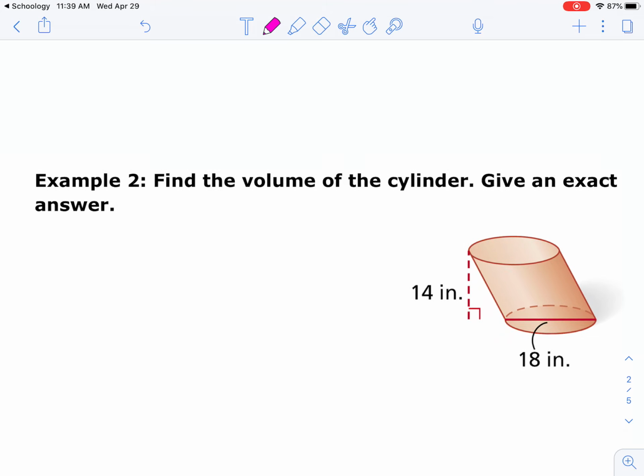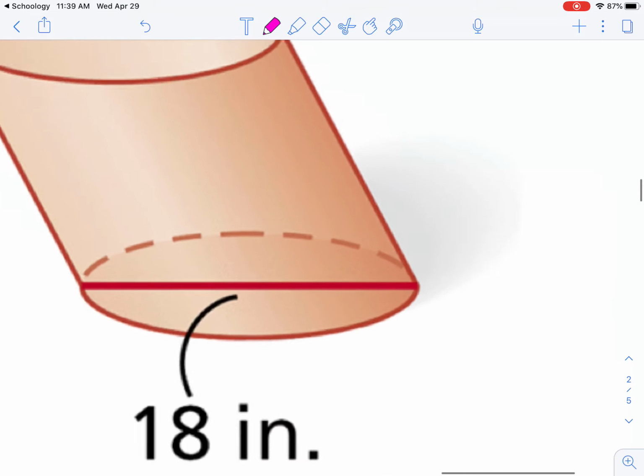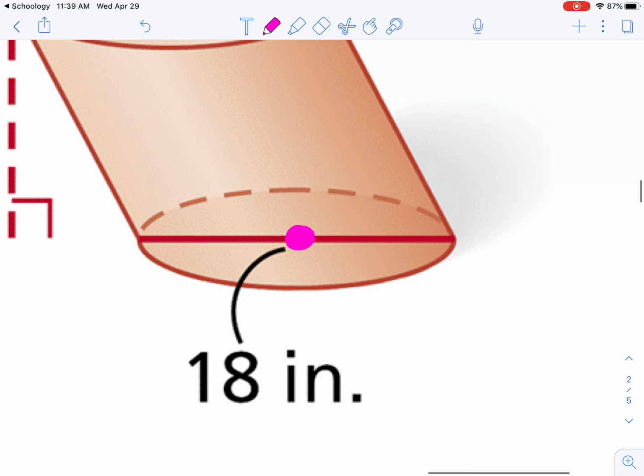Okay, find the volume of the cylinder, give your answer exact. So volume equals pi r squared times height. Volume equals pi times radius squared times height. So if you look at this picture right here, I gave you the diameter, so the radius has to be half of that. So the radius is 9 inches.